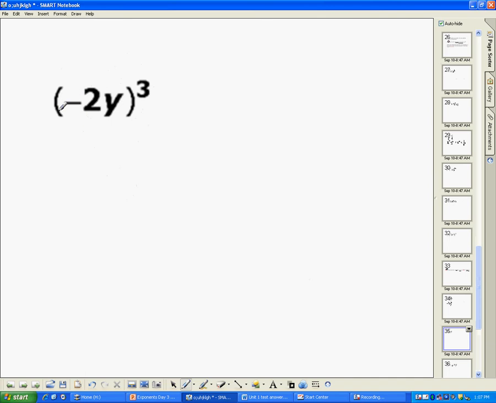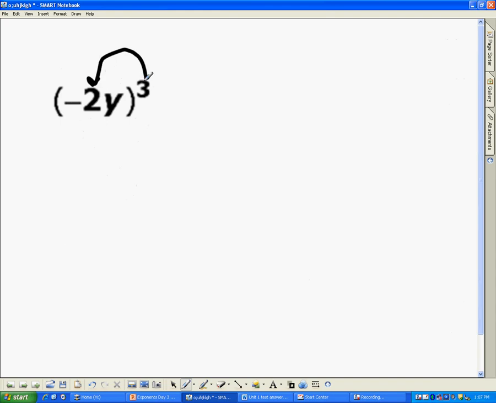This particular example, the negative is inside the parentheses, which means it travels with the 2. So I'm going to cube the negative 2, and then I'm going to cube the y. Well, negative 2 times negative 2 times negative 2 is negative 8, and then y cubed is y cubed. So this answer is negative 8 y cubed.